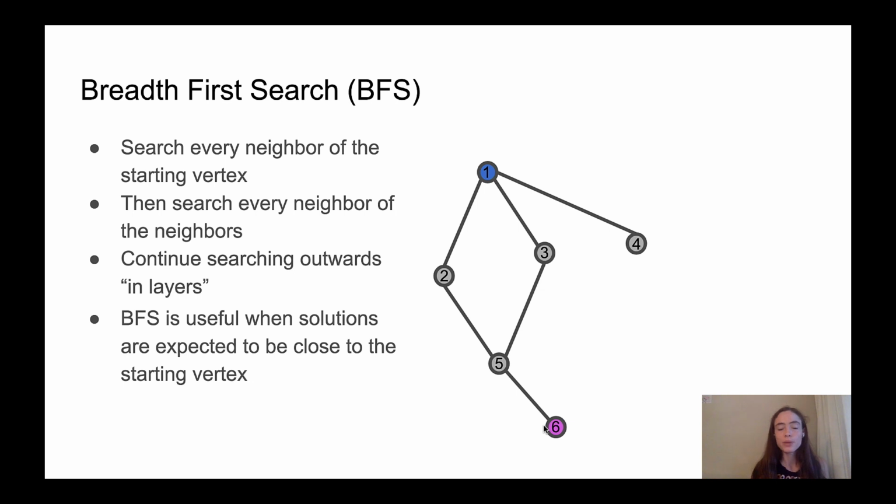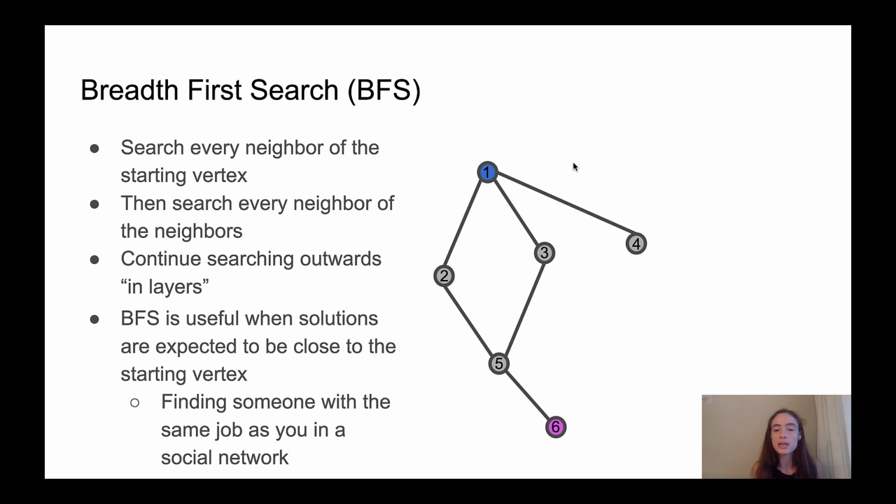So BFS is useful when we expect solutions to be close to the starting vertex because we search one layer at a time moving outwards. One example of this would be if we're searching in a social graph for someone with the same job as the starting vertex. We would expect maybe they have many friends or friends of friends who have the same job, so it would make sense to search close by them rather than farther out in the graph.